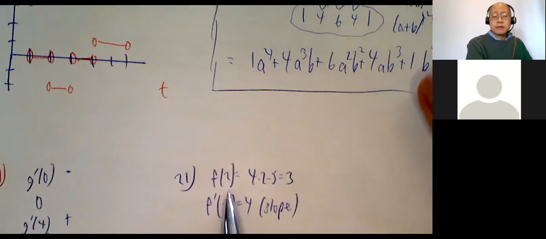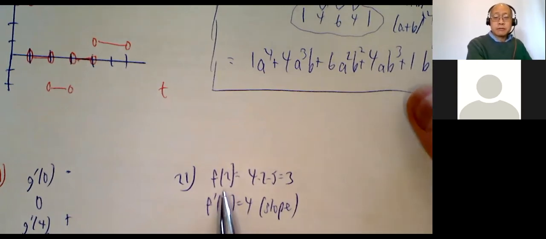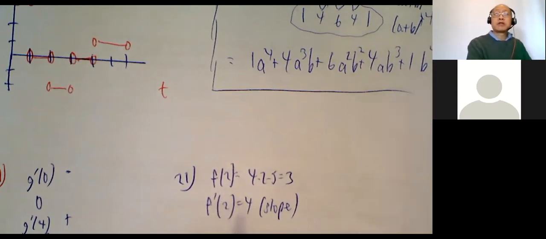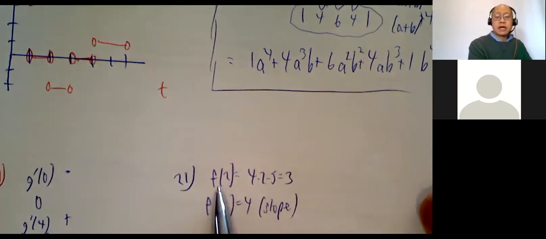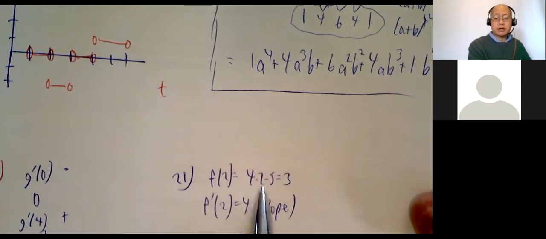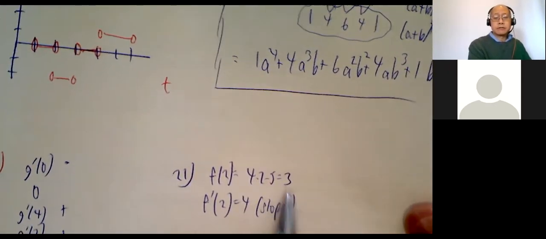Okay. Now, agreed, they don't tell us what the function is. They tell us the tangent line, but the function and the tangent line have to agree at the point of tangency. So I'm allowed to just plug into the line. So that answer is 3.